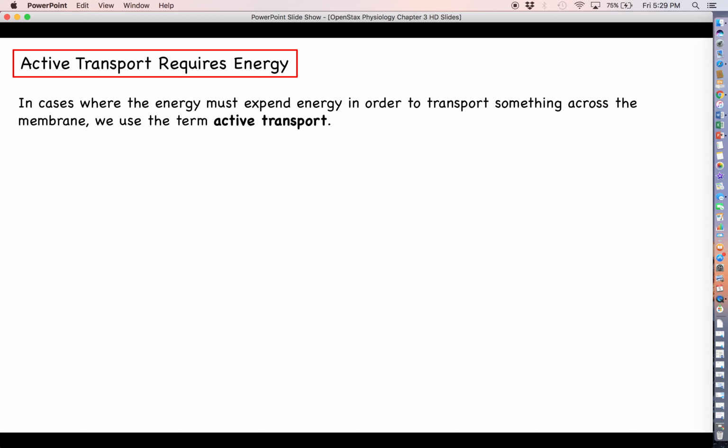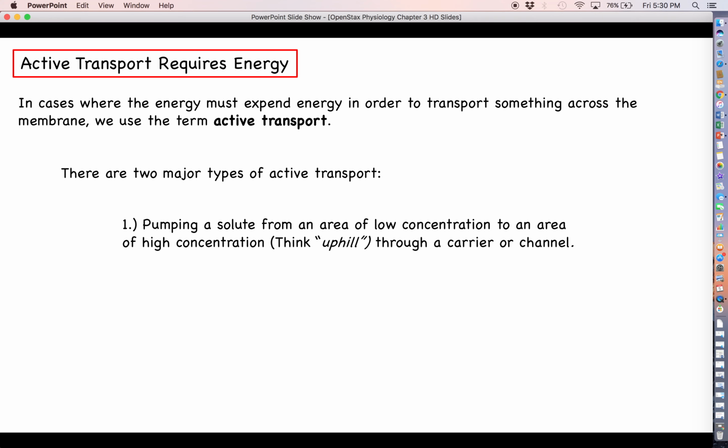Now, active transport is a different story. With active transport, we are going to be talking about moving a solute against its concentration gradient, or uphill if you prefer, meaning the solute is going to move from an area of already low concentration to an area of high concentration. So we're trying to make a region even more concentrated than it already was. That idea constitutes one of the major types of active transport. We are pumping a solute from low to high concentration.